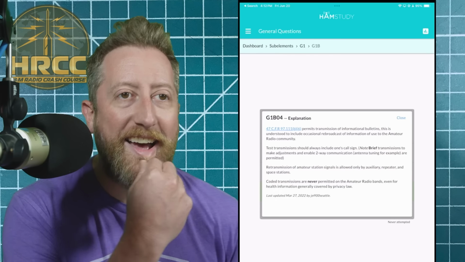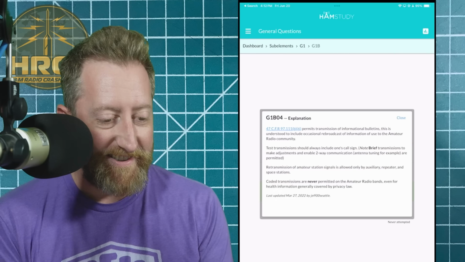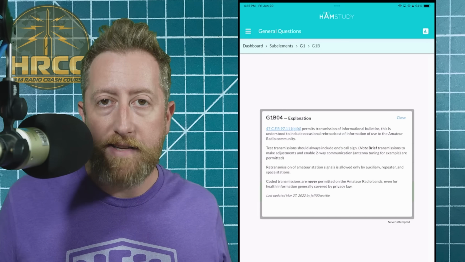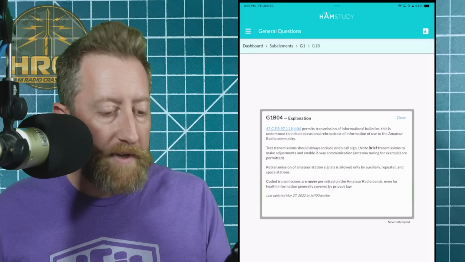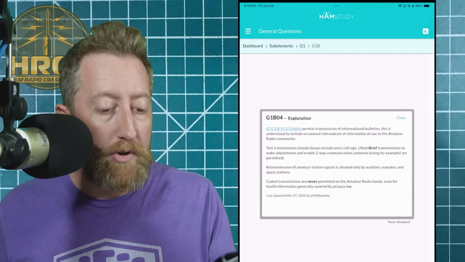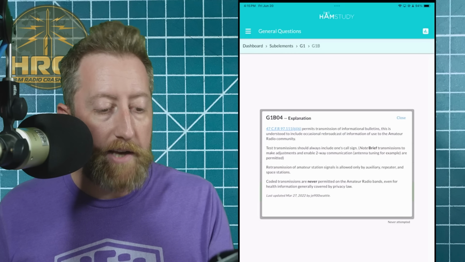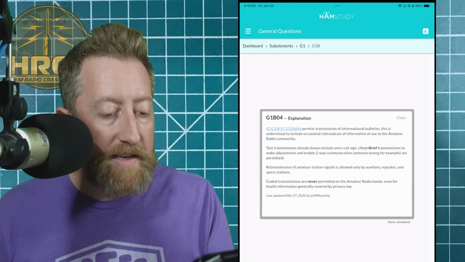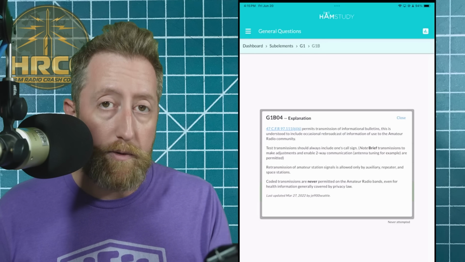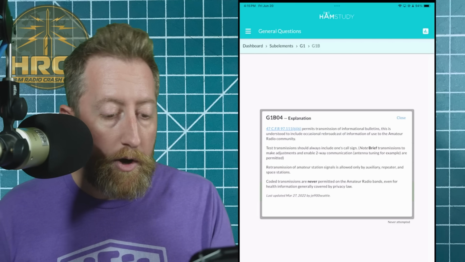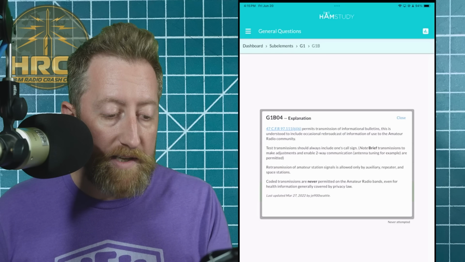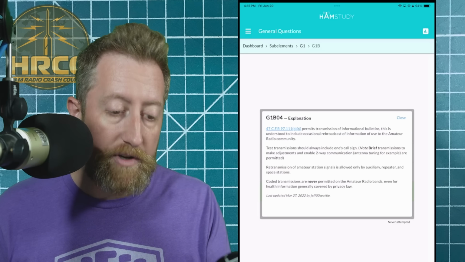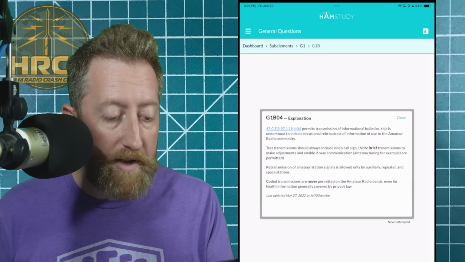Oh boy. You got a whole FCC rule set on this. The explanation actually comes from Part 97 of the FCC rules. This permits transmission of informational bulletins. This is understood to include occasional rebroadcasts of information of use to the amateur radio community. Test transmission should always include one's call sign. Note, brief transmissions to make adjustments and enable two-way communication, antenna tuning, for example, are permitted.